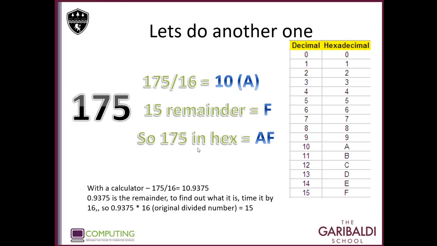So we're going to write A in the 16 column. Okay, and then the remainder is 0.9375. So we times it by 16 and we get the number 15. So we know 175 in hexadecimal is AF.